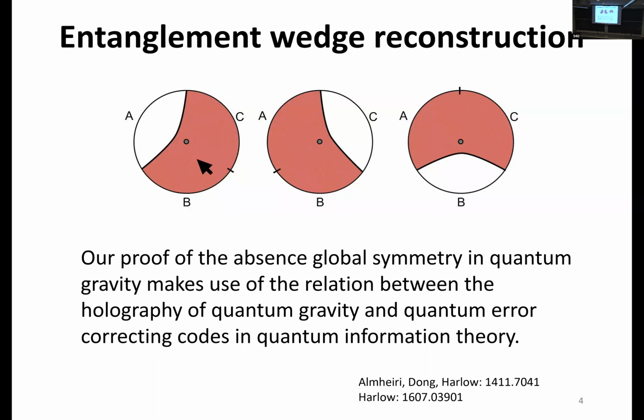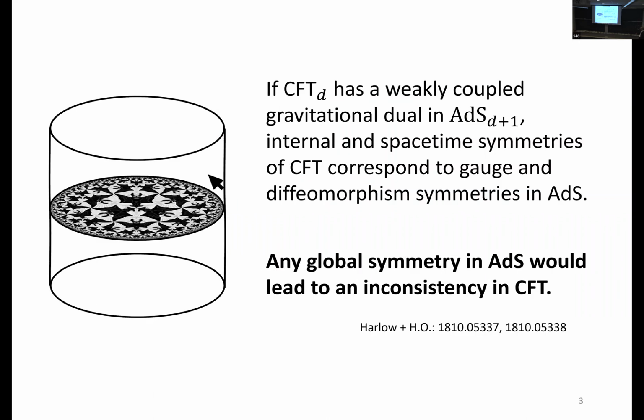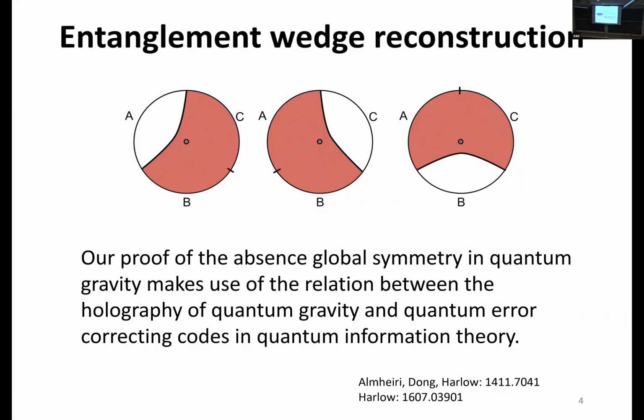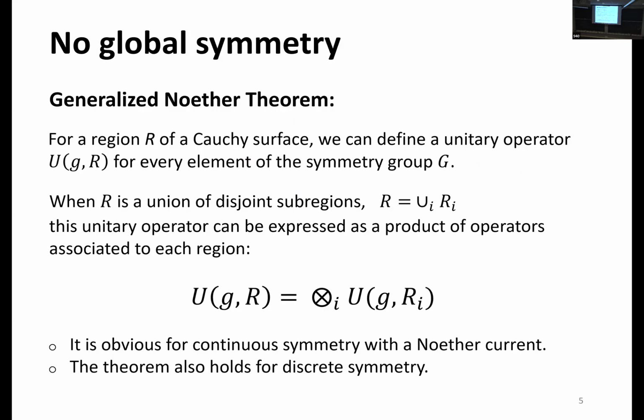This turned out to be crucial in the proof that there is no global symmetry in unitary space. So let me explain why this is. I'm going to use another fact about symmetry, which is a generalization of the Noether theorem.